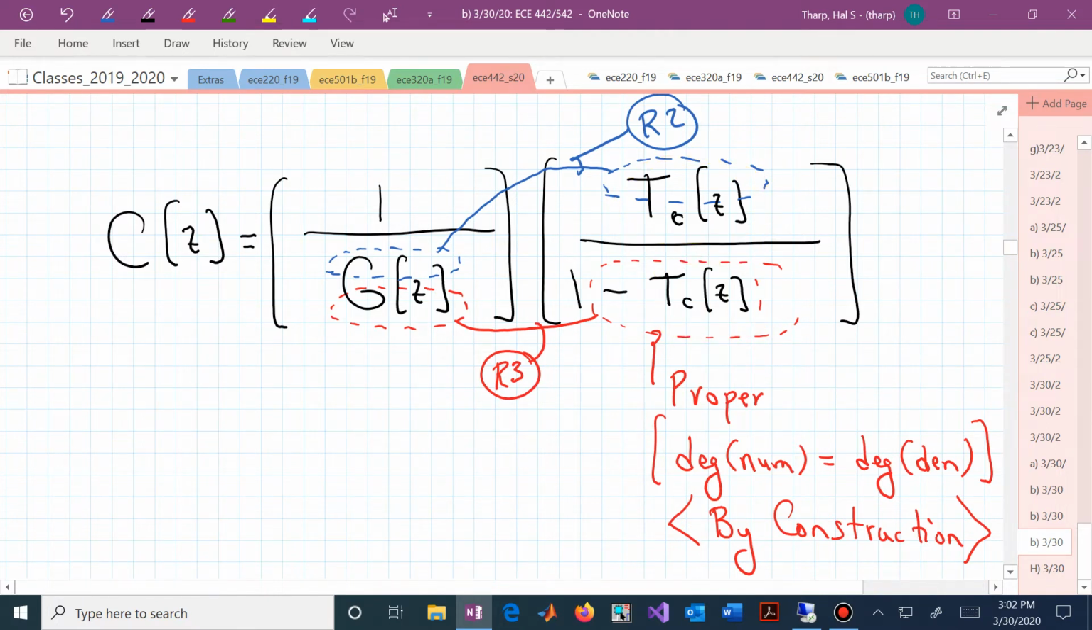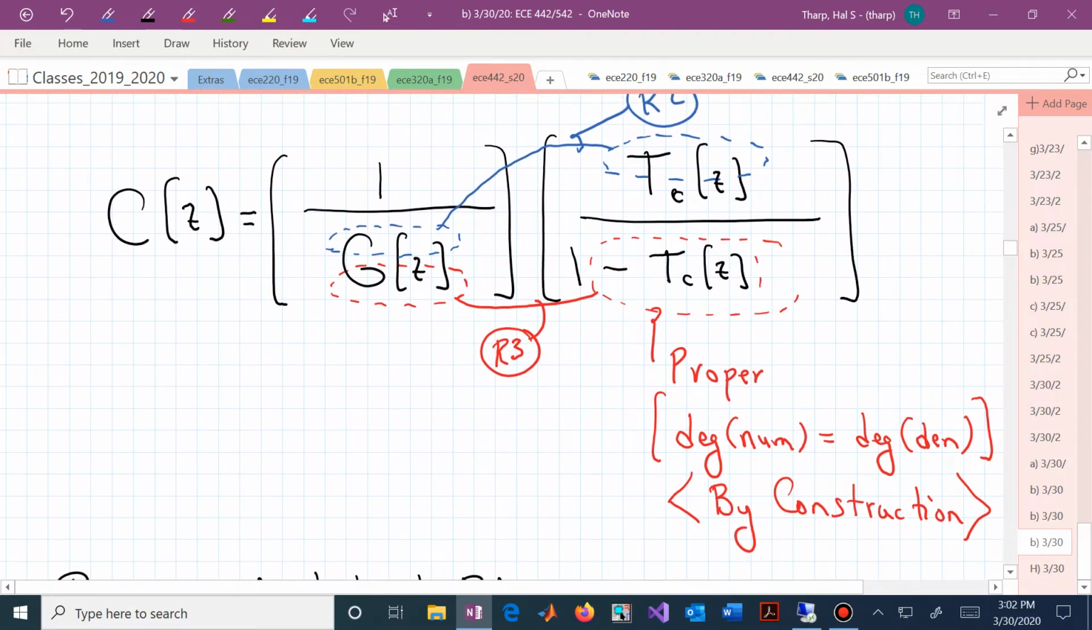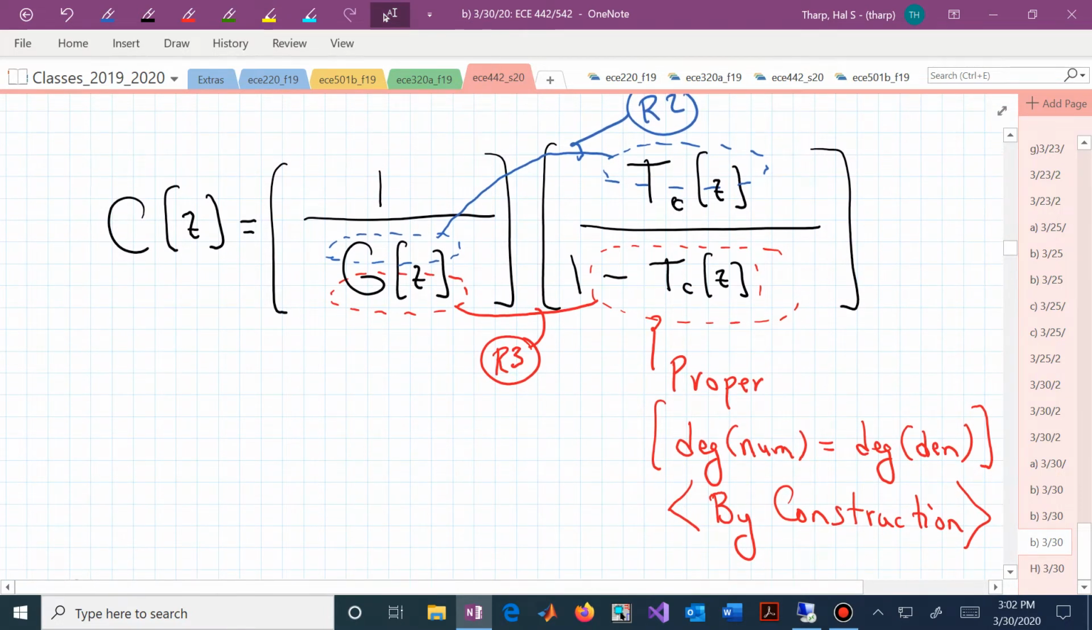And that t sub c of z appears in two different places. It appears in the numerator of this bracketed expression on the right, and it also appears in the denominator. So now what we're going to do, I should have this actually being a little bit bigger.